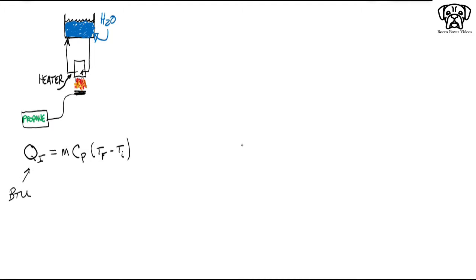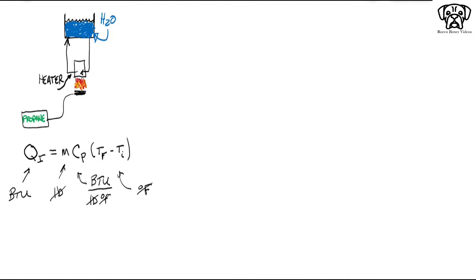The mass is going to be in the units of pounds. Heat capacity is going to be in the units of BTU per pound degree Fahrenheit. And of course, the temperature units are going to be degrees Fahrenheit. If you do all the unit cancellations here, you'll see pounds cross out, Fahrenheit cross out, you have BTU equals BTU. Okay, so let's plug in some numbers.